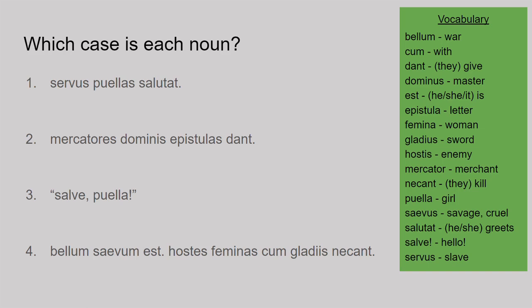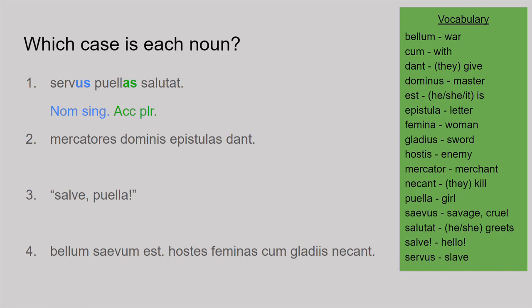For number 1, servus is nominative singular. It has the us ending of the second declension. The slave is in charge of this sentence. Puellas is first declension accusative plural. They are the object of the sentence. So this sentence means the slave greets the girls.